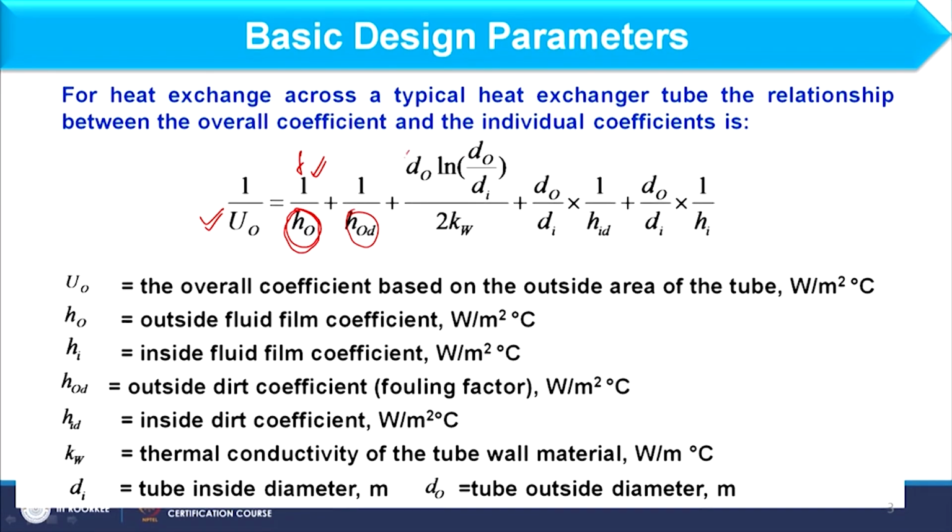Fine. Further, I am considering conduction in the inner pipe material. Where Kw is the thermal conductivity of the material, and DO and DI, that you understand, are the outside diameter and inside diameter of the tube. And further HID, if I am considering, HID is basically the dirt coefficient at the inner side of the inner pipe. And similarly small hi is the inner coefficient due to convection inside the pipe. So, in this way we have a total of 5 terms.